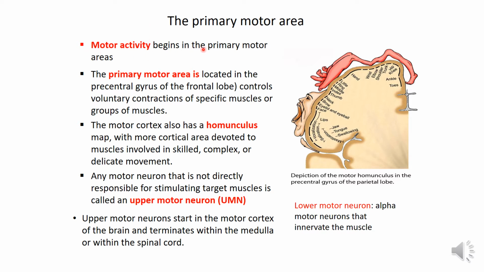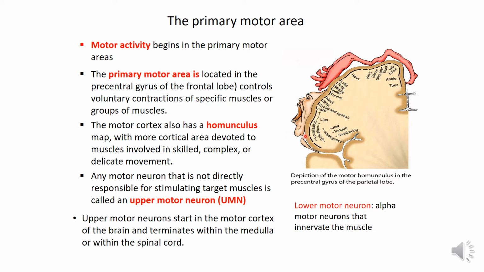So motor activity begins in the primary motor areas. Any voluntary movement should start in the primary motor areas, because this area, which is the primary motor area or area 4, located in the precentral gyrus of the cerebral cortex, has the representation of all the muscles of the body. All the muscles of one side of the body, or half of the body, are represented here. And if you remember, the area of representation depends on the complexity of the voluntary movement produced by the muscles.